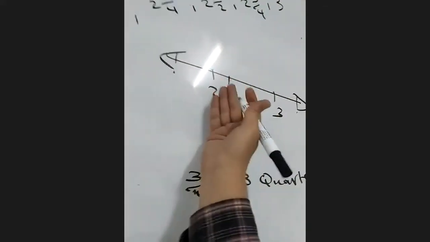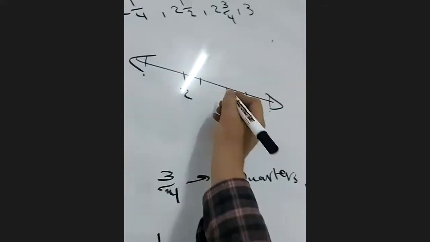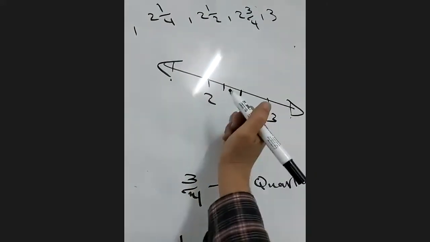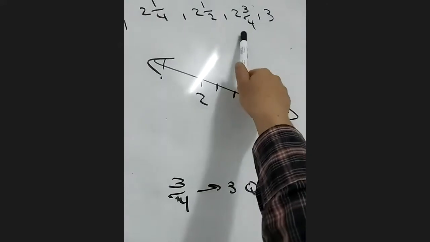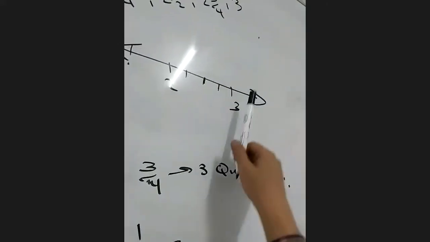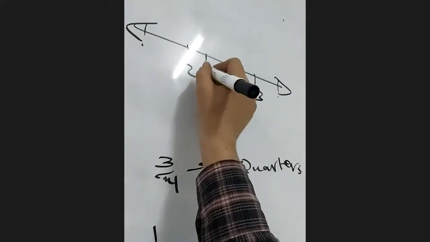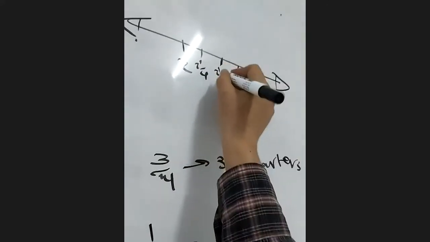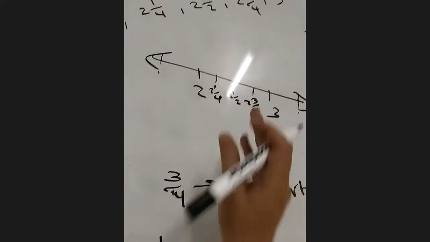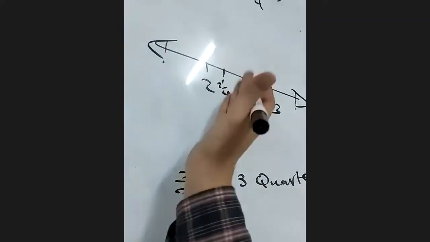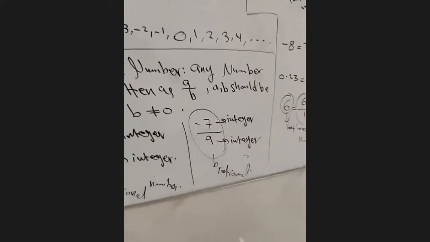Here, the first part should be 2 and a quarter. Here, 2 and a half. Here, 2 and 3 over 4, 3 quarters. And this is 3. So here 2 and 1 over 4, here 2 and a half, here 2 and 3 over 4. Got it? Same idea: if we have negative numbers, they will be in the opposite direction. Now let's go to example 1.